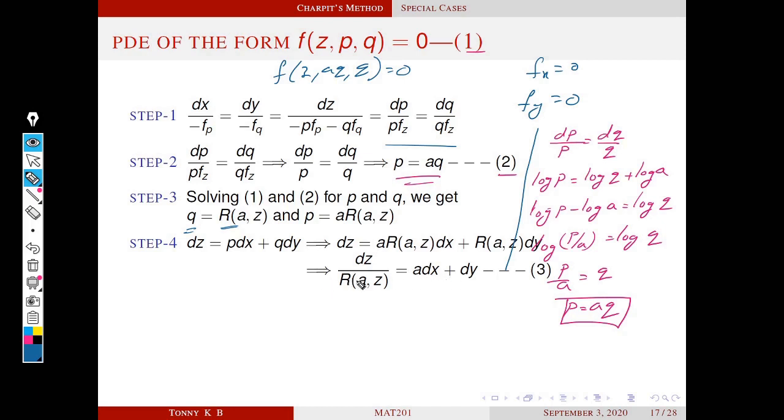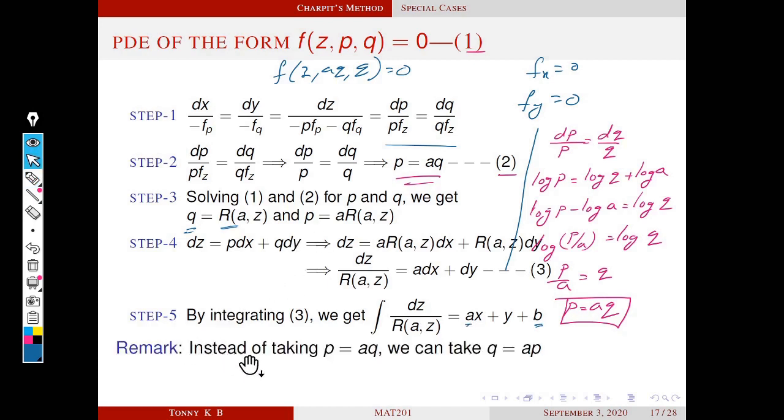You can integrate because LHS is a function of z and this is a constant, so you can integrate on both sides. By integrating this equation number 3, we get a complete integral. So LHS is integral of dz by r of a z, and RHS is ax plus y plus a constant of integration. This is again a complete integral because this involves two arbitrary constants a and b. As a remark, instead of taking p equal to aq, we can use q equal to ap.